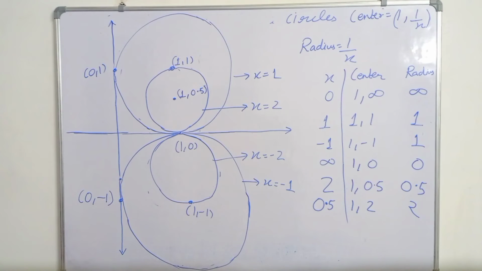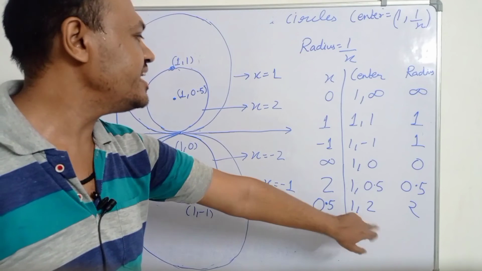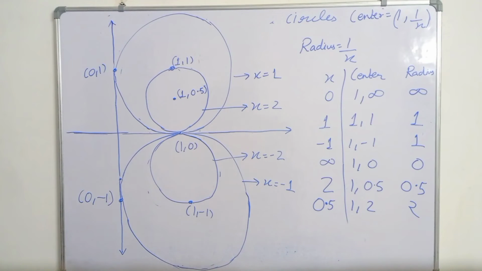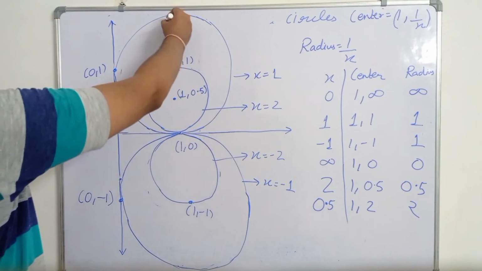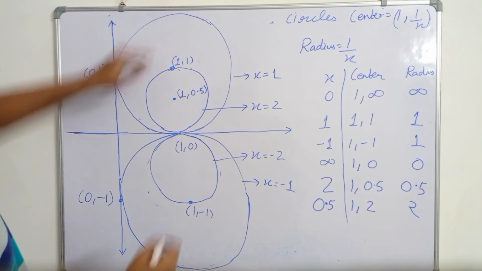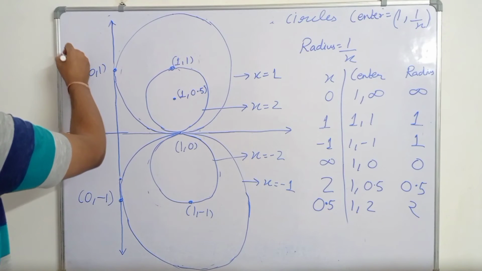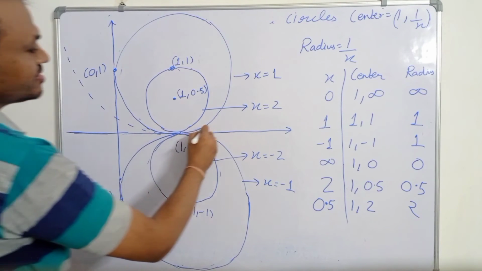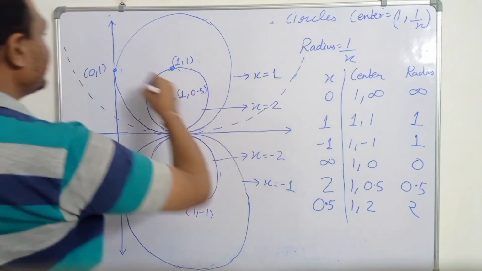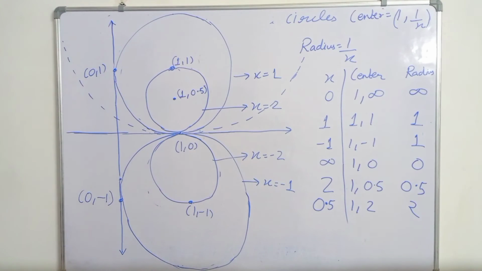Now for x equal to 0.5, its center is 1 comma 2. So its center will lie somewhere here. Okay, and for x equal to 0.5, the circle will be like this, which I have drawn with a dotted line, with center at 1 comma 2 and radius 2.